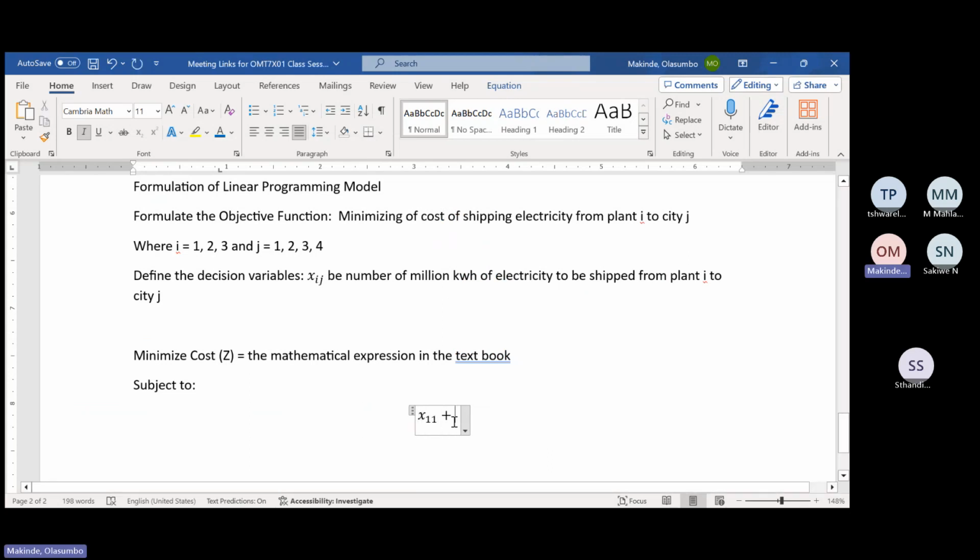We are getting to the last phase. X12 plus X13. I've shown you on the network how I'm writing that. Plus X13 plus X14.